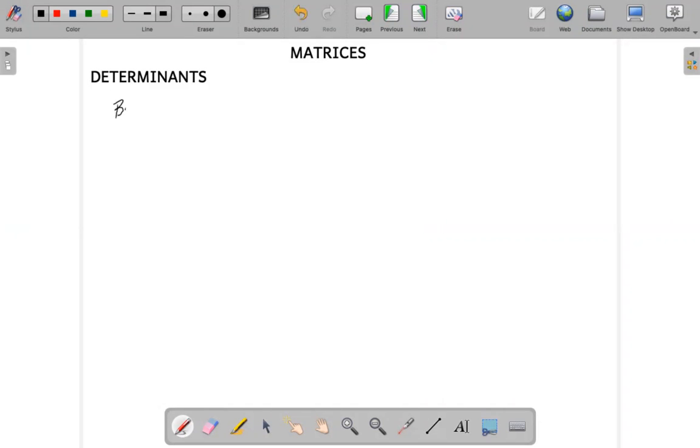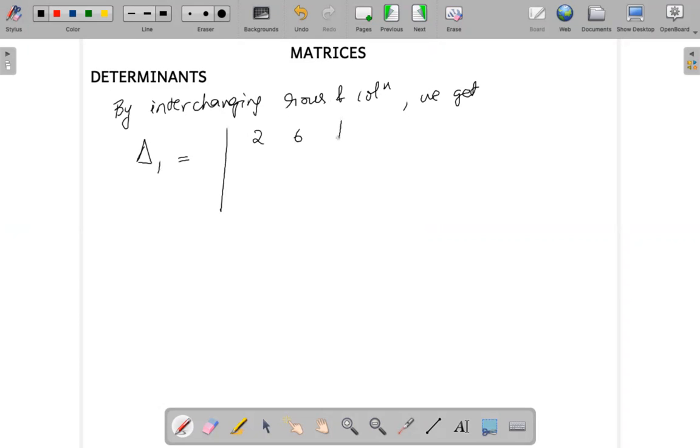So by interchanging rows and columns, we get, let us name this as delta 1. So this will be 2, 6, 1, minus 3, 0, 5, and 5, 4, minus 7.